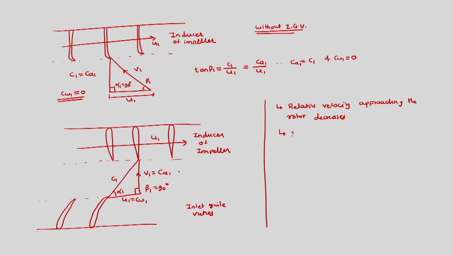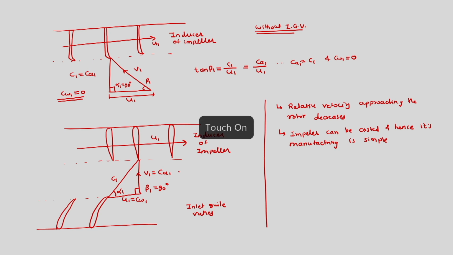So the impeller can be casted, and hence its manufacturing is simple. So these are some facts related to the impeller or inlet guide vanes for the centrifugal compressor. We will move on and then plot for the different case of the centrifugal compressor.